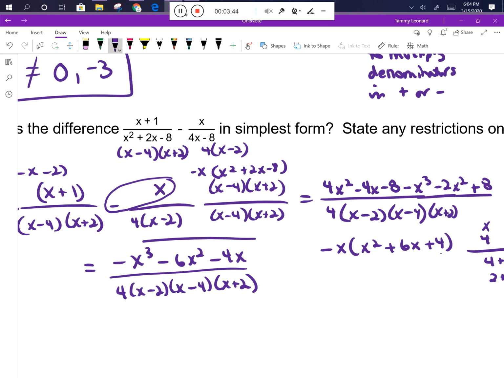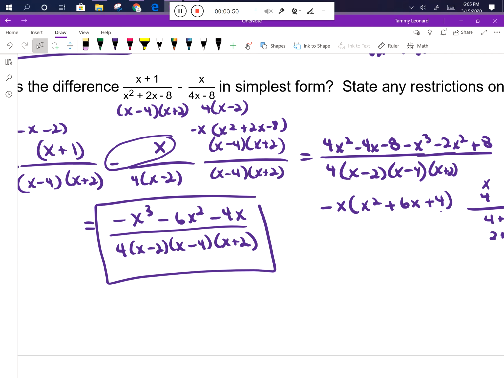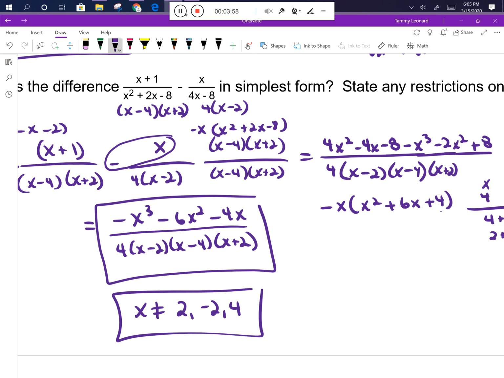So this is the best we can do on our final answer, and we're not required to multiply through that denominator. So all we need to do now is state the restrictions. X is not equal to 2, -2, or 4, because those are the numbers that would make the denominator equal to 0.